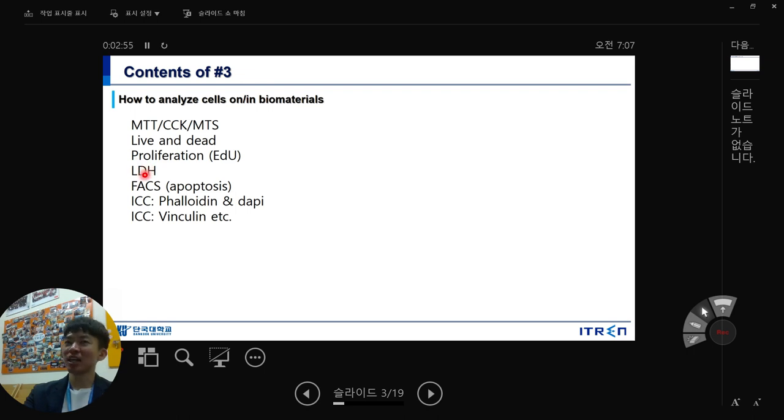And then maybe you already know LDH. This is not lactate dehydrogenase hydroxide; this is another ingredient from the cell released when they are damaged, from the rupture of the cell membrane. So LDH, I'm going to talk about. And then when you check apoptosis of your cell, how will you do it? And then basic ICC, followed by DAPI, and for checking focal adhesion, vinculin assay.